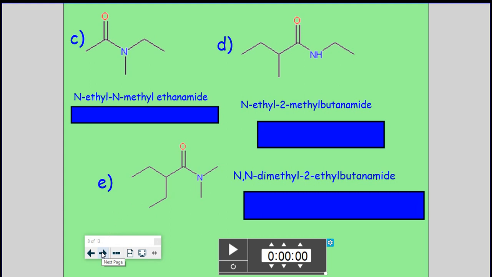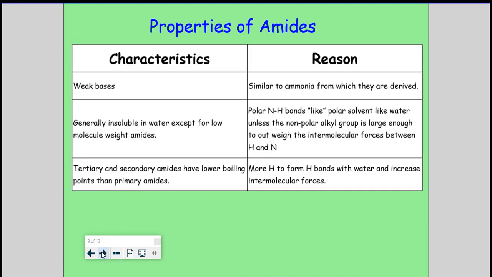Moving on. That's really it for nomenclature. As we usually do, properties of amides, and we're going to compare it to its precursors and some of these characteristics. So it will act as a weak base.